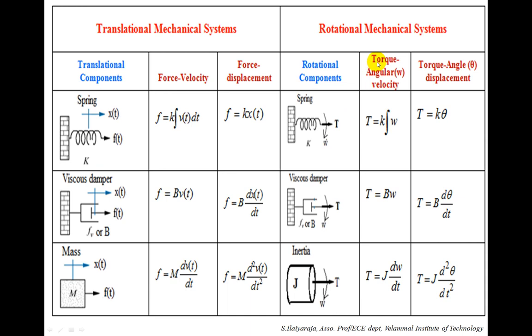So when you write torque versus angular velocity, T equal to K integral W, T equal to BW, T equal to J dW by dt. And in terms of torque and angular displacement, T equal to K theta, T equal to B d theta by dt, T equal to J d square theta by dt square, since we know that W is nothing but d theta by dt. Similarly, velocity is nothing but dx by dt. So these are the basic components used in the modeling of a control system using an electrical circuit.